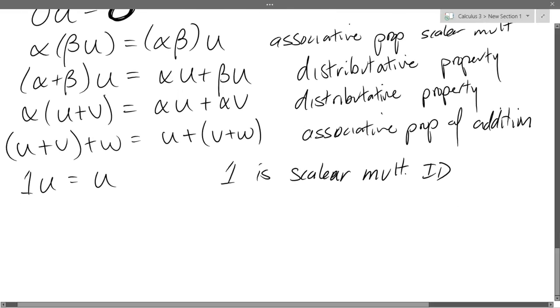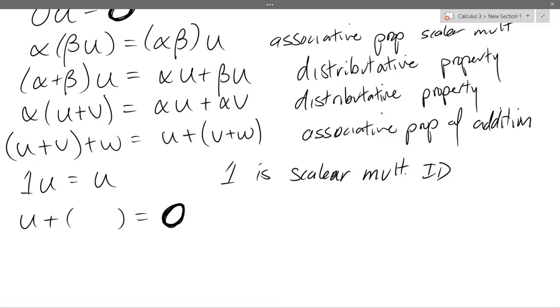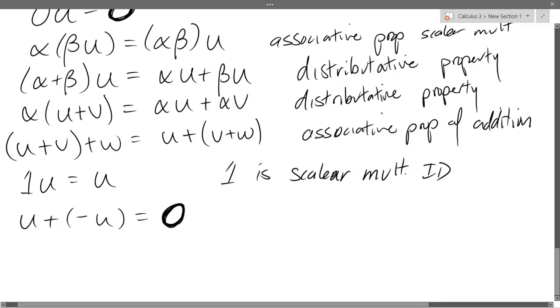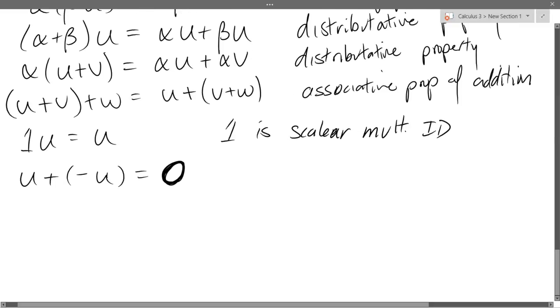And last up, what can I add to u to get the zero vector? Negative u. So what is negative u? It's just take u and make every coordinate the opposite sign. That'll be negative u. This is what we call the additive inverse.